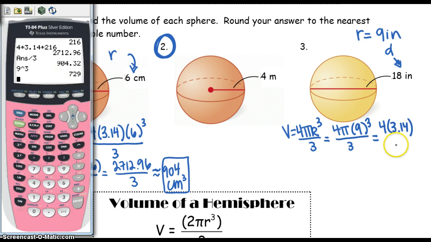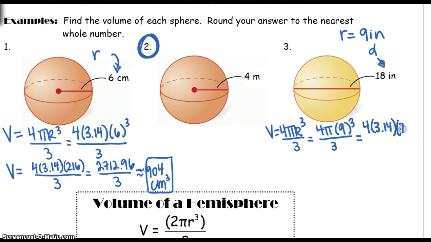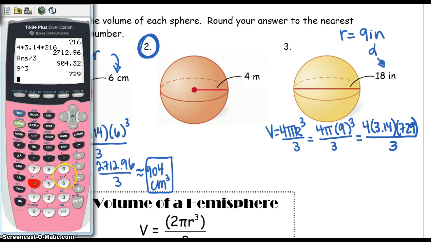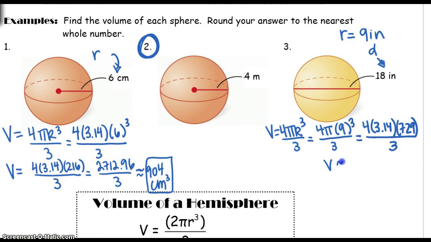So 4 pi, and instead of pi, I'll actually write 3.14. And then that number was 729. And then we have to divide all of this by 3. So now in the calculator, we can just type in the top: 4 times 3.14 times 729, hit enter, and then take that answer, 9156.24, and divide by 3. Now there's a 0 here, so that's not going to change the 3052 at all. So your volume is about 3052, and in this case it's inches cubed. All right? So make sure you bring 2 to class. 2 is very much like number 1, so hopefully it won't be too difficult for you.